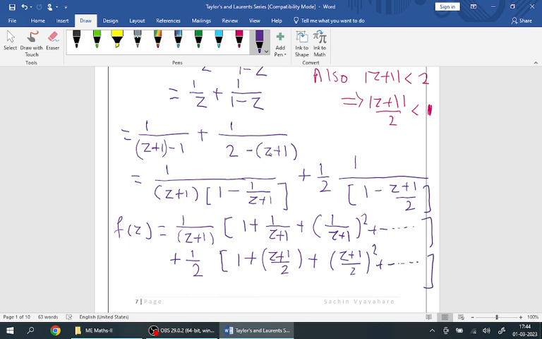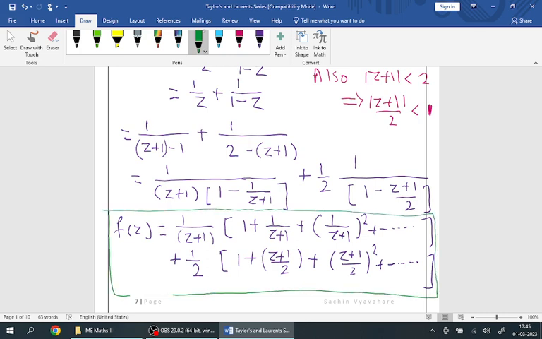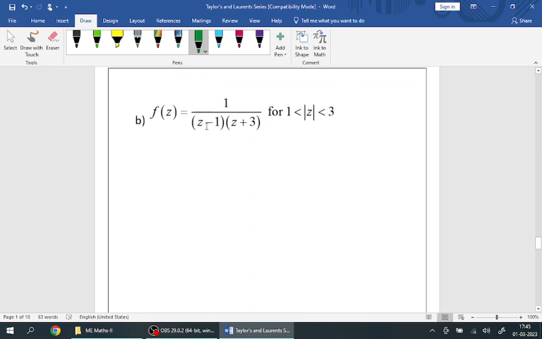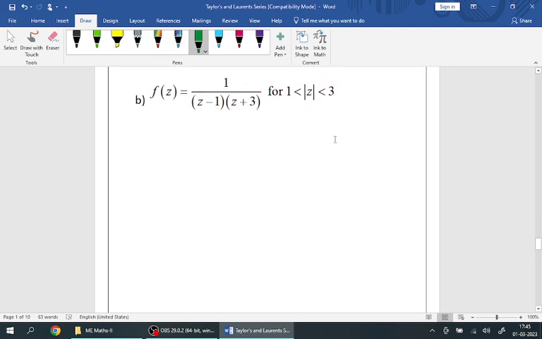This again, because the first series is for the negative powers of z plus 1 and the second is a positive power, that again becomes a Laurent series about z equal to minus 1. So that is the end of this question 6a. We'll move to the question 6b now.